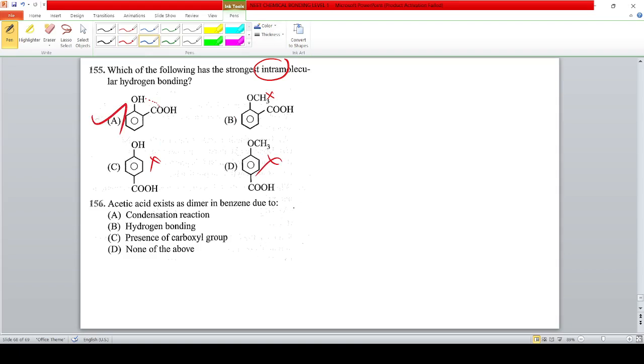Acetic acid exists as a dimer in benzene due to hydrogen bonding. I will explain how. This is acetic acid, this is another acetic acid. In benzene, this oxygen and this hydrogen are joined by hydrogen bond. So it exists just because of two hydrogen bonds. So it exists as a dimer because of hydrogen bonding.